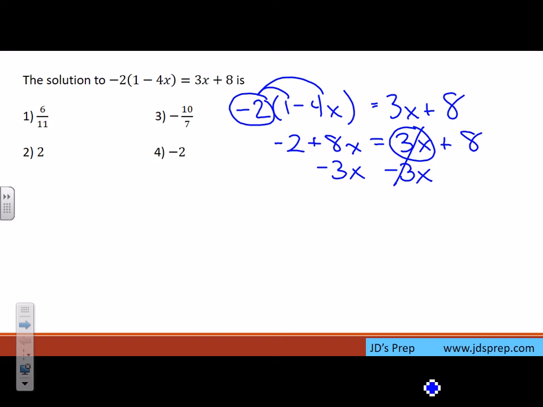Similarly, if I want to move the negative 2, the constant, from the left side to the right side, since I have a minus 2, I'm going to add 2 to both sides. Because again, on the left side where the negative 2 started, negative 2 plus 2 will be 0, so they cancel out. Then on the left side, I'll have 8x minus 3x, which will leave me with 5x. And on the right side, 8 plus 2 will leave us with 10.